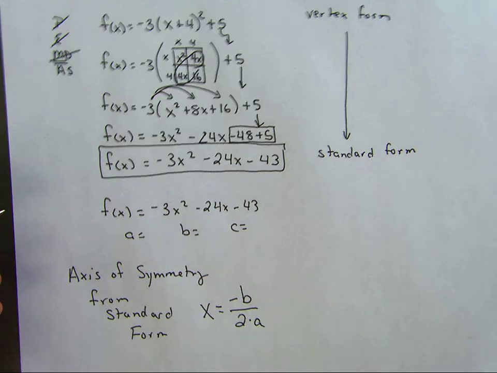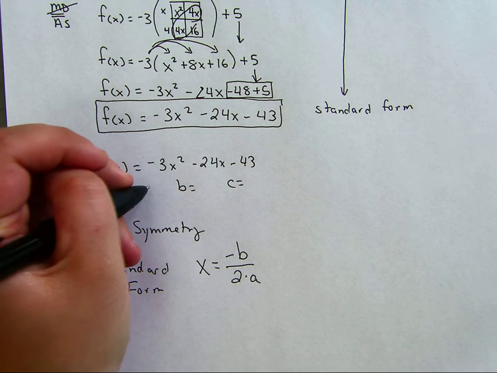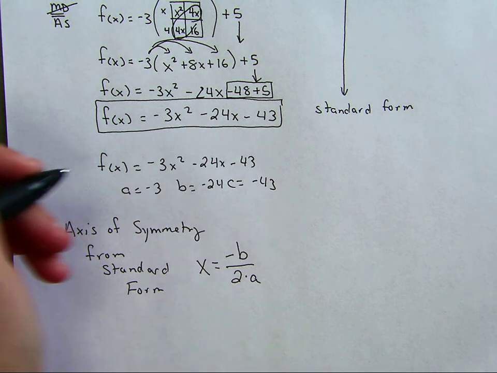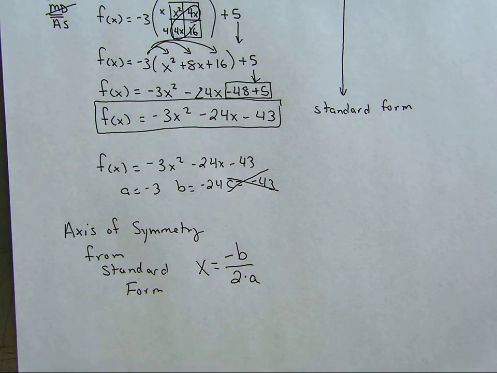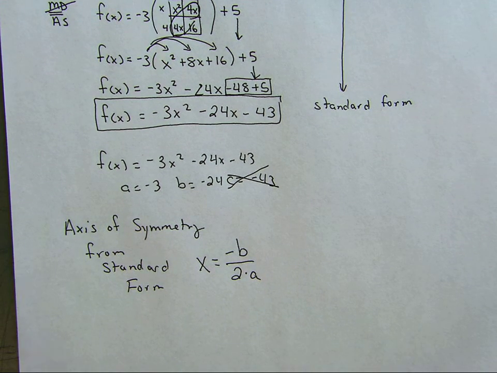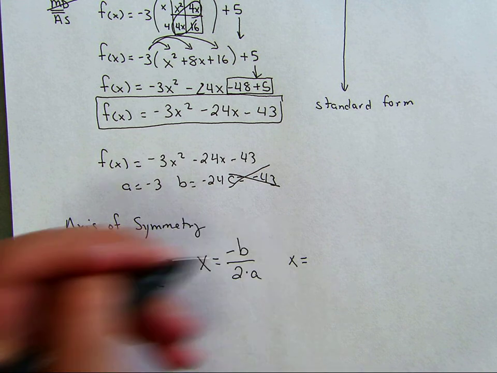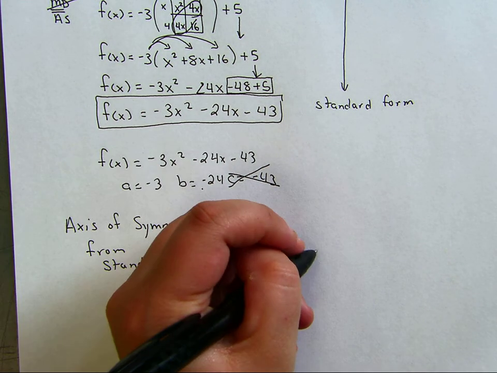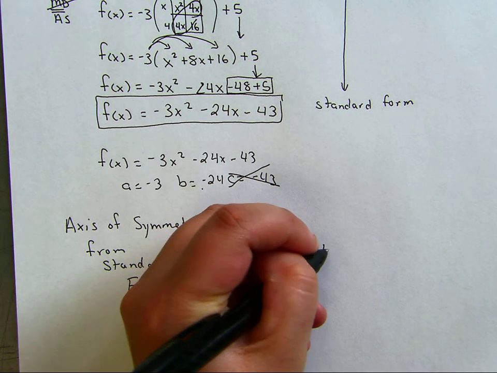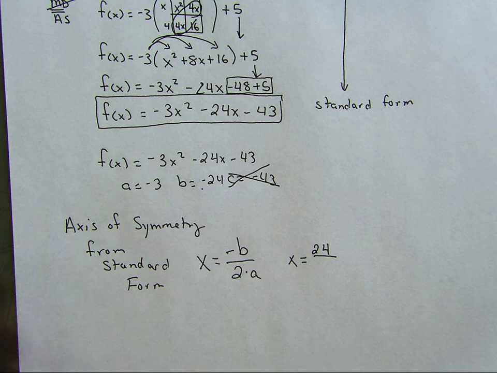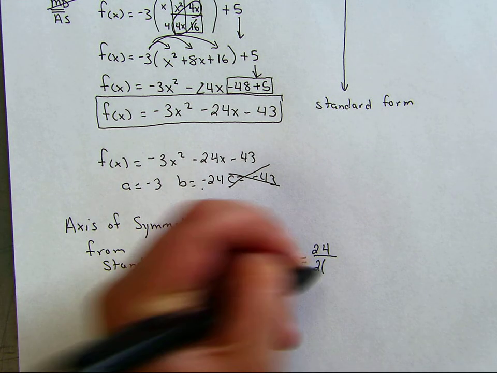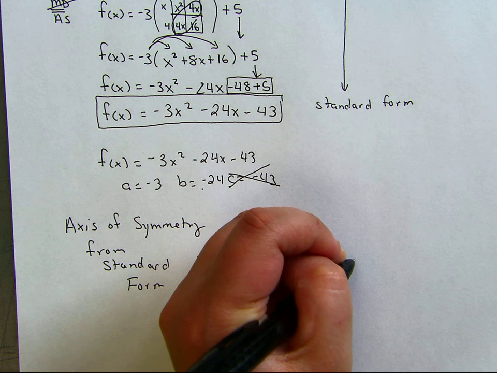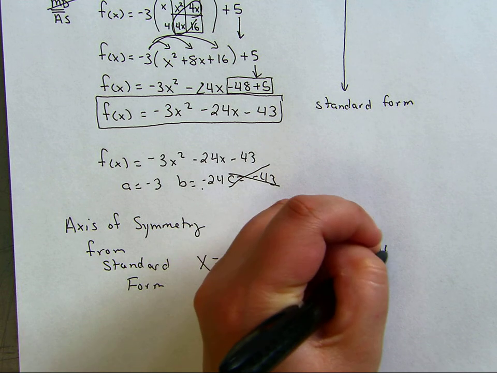So let's identify the negative 3 and the negative 24, and then the negative 43. Truthfully, we're not going to use that C in this equation, but it's good to identify it for when you need it. So the opposite of our B, the opposite of negative 24 is a positive 24, divided by 2 times what our A value was, which was negative 3. And then you simplify it.